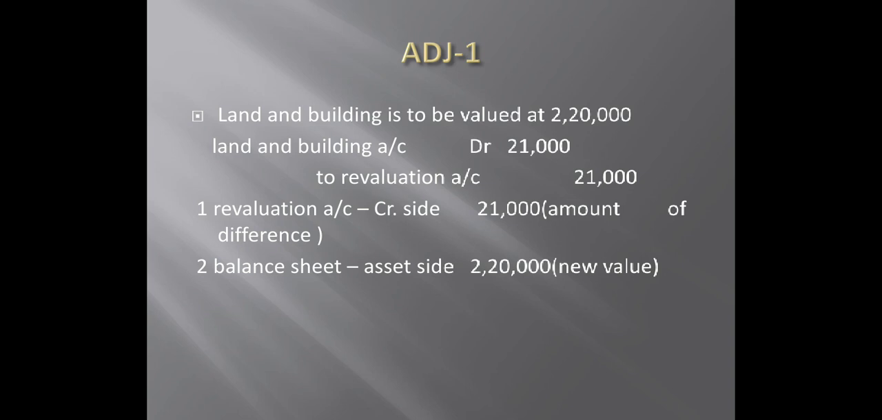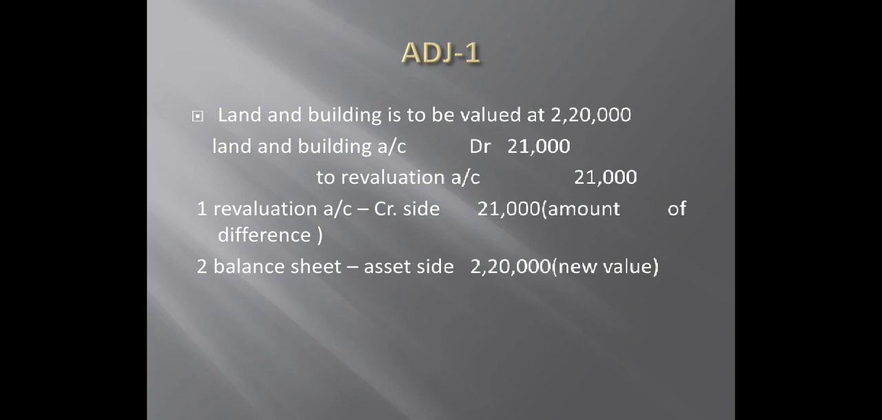Now talking about the second effect. Where are assets written? They are written on the asset side of the balance sheet. Right now we are talking about the new balance sheet. It is also given in the solution of illustration 13 in your textbook. You can check there on the asset side, the new value of land and building must be written 2,20,000. How? 1,99,000 plus 21,000 gives you 2,20,000, the new value.